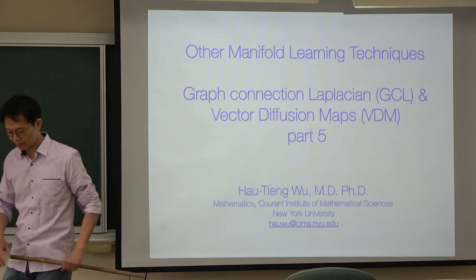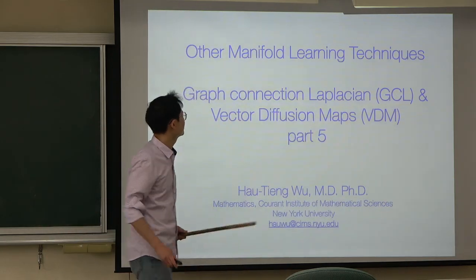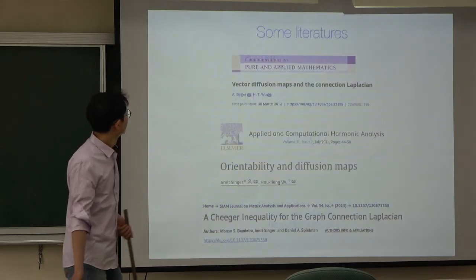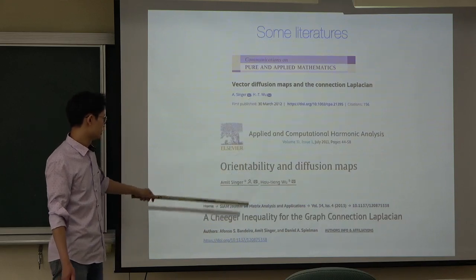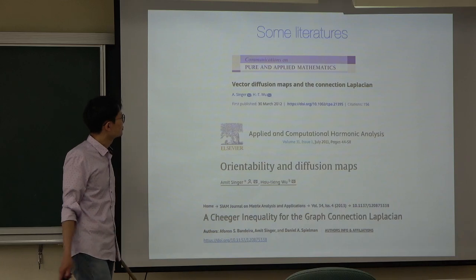Let's continue. This is the first part of the graph connection Laplacian and vector diffusion map discussion. The literature for today will be these three papers, which you can check for details if needed.